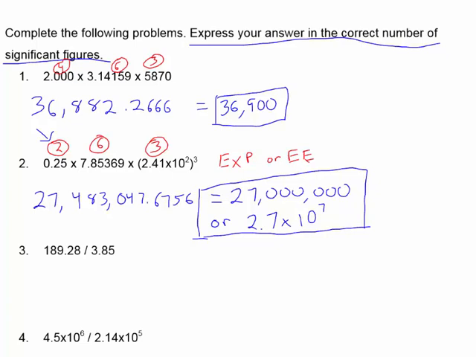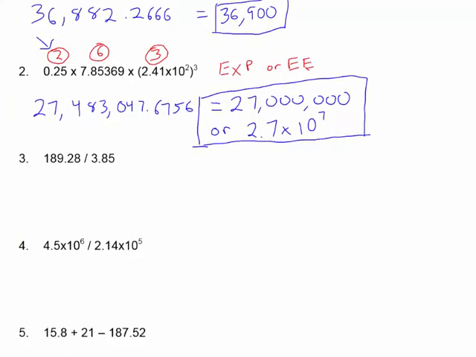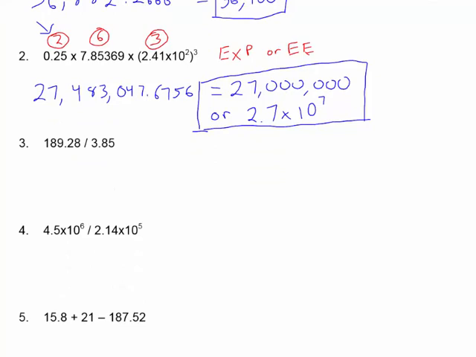Let's look at some division problems and see what we get here. Our first one is 189.28 divided by 3.85. Let's scroll that up here a little bit. And let's see what we need to do here. Again, we put those numbers in our calculator to do the calculation. But first, let's look. How many significant figures do we have up here? Well, in this case, we have 5 significant figures. And in this case, we have 3. So our answer is going to only be able to have 3 significant figures, because that's the least of the ones going into it.